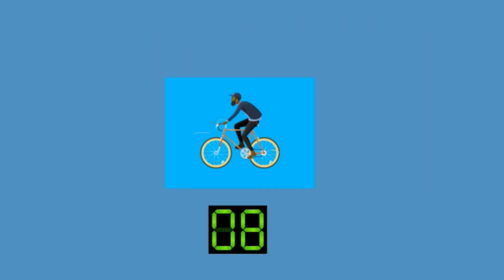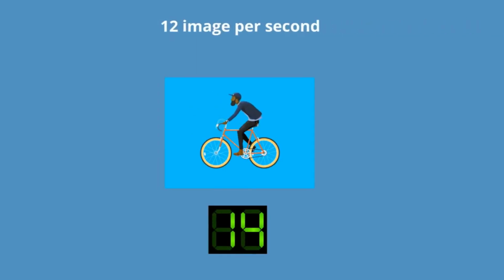This is how it looks. Now let me increase the rate to 5 successive images per second. How does this look? Our eye still notices the changes. And now I enter 12 images per second. It almost looks like a video, right?